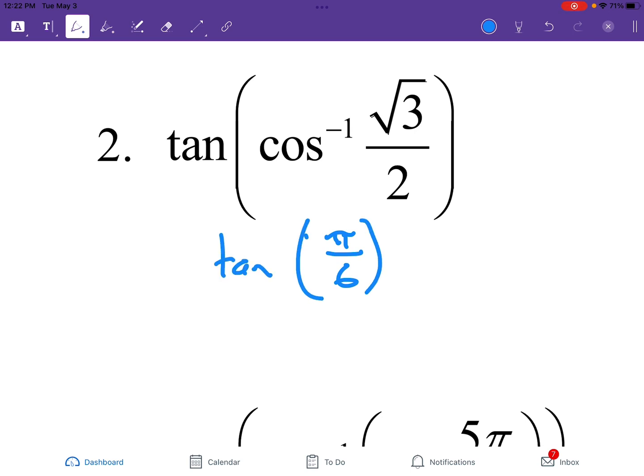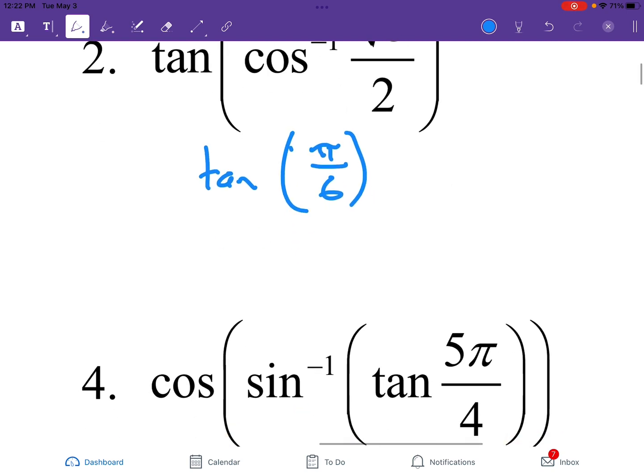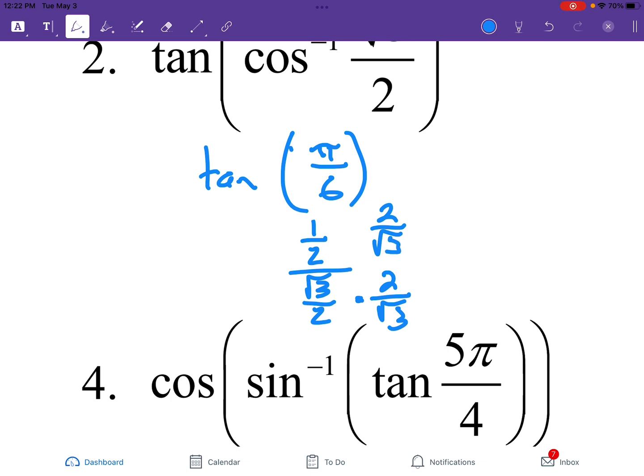So the tangent of pi over 6 is sine over cosine. All right, the sine of pi over 6 is 1/2. The cosine of pi over 6 is root 3 over 2. Okay, so what we're going to do is figure out what that value is. We're going to multiply by its reciprocal on the bottom to bring it to the top. All this stuff on the bottom cancels.